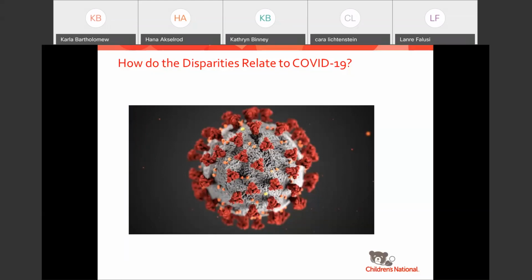Could cost be a factor? Congress mandated that Medicare, Medicaid, and other government plans and most private plans cover COVID-19 and all testing-related services entirely. But what if you have no health insurance?